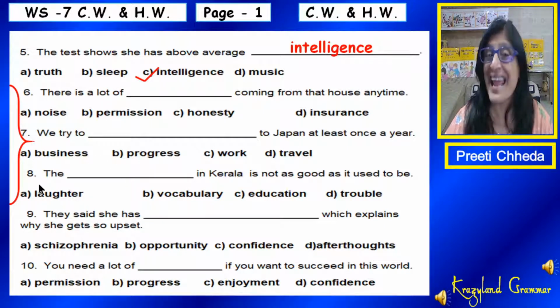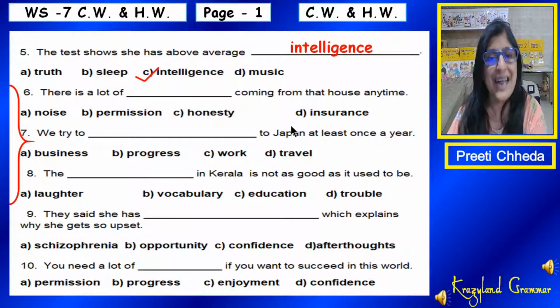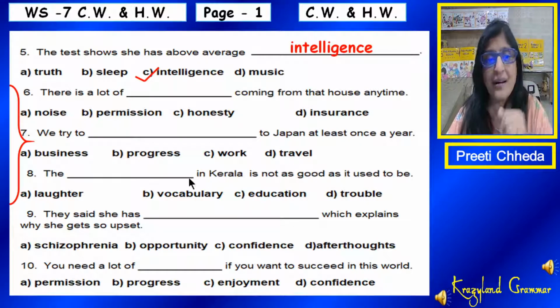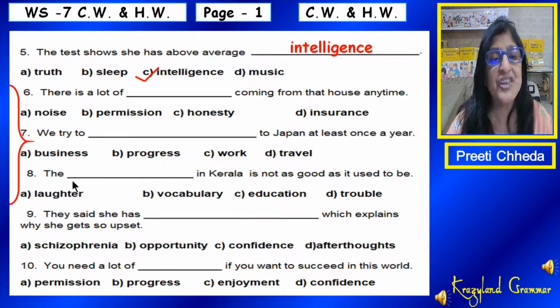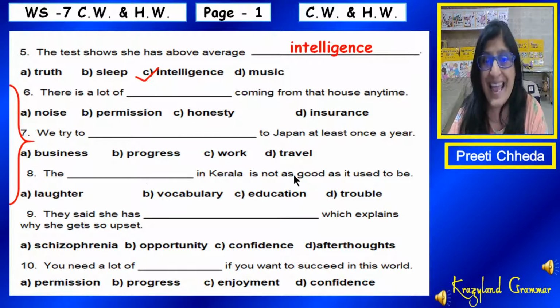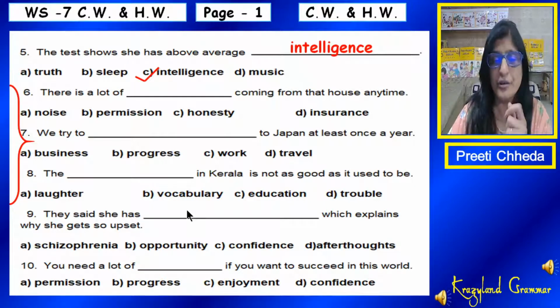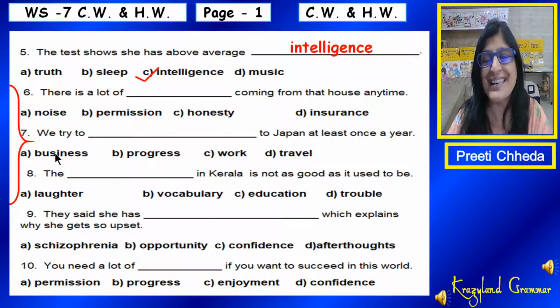6, 7, and 8. Seventh one, we try to dash to Japan at least once a year. Business, progress, work, or travel. So please read carefully and write the correct answer. Tick mark. The dash in Kerala is not as good as it used to be. Now, what is not good in Kerala? Laughter, vocabulary, that is the word power, education, or trouble. So you should know Kerala. I will not tell you. You need to find out. So 6, 7, and 8 is your homework. And can you do your homework?